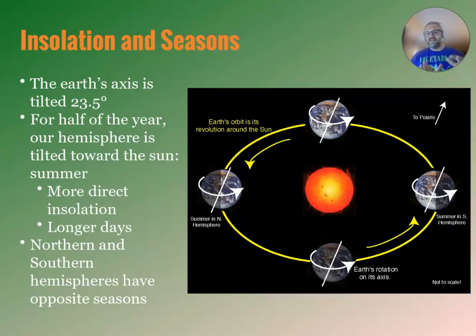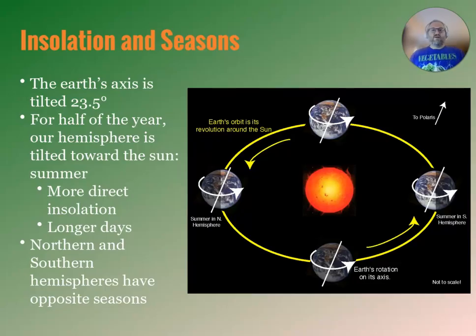And so the northern hemisphere is tilted 23.5 degrees towards the sun. For part of the year, the northern hemisphere is tilted towards the sun. For the other part of the year, it's tilted away from the sun. And then the southern hemisphere will have the opposite. So when the northern hemisphere is tilted away, the southern hemisphere is tilted towards the sun. And so that's why seasons are the opposite in the northern and southern hemispheres.